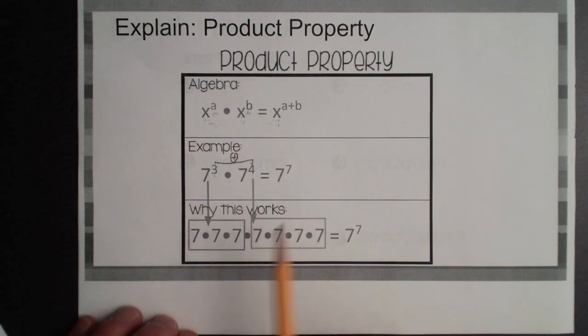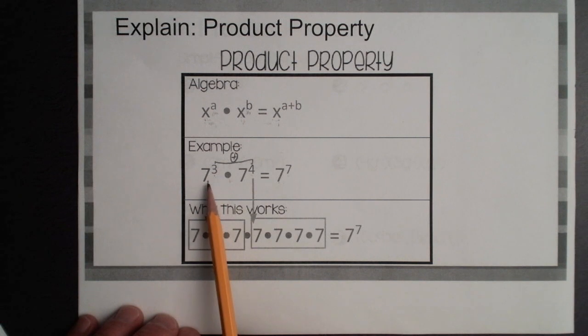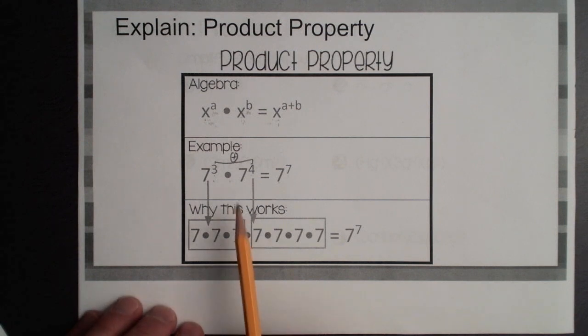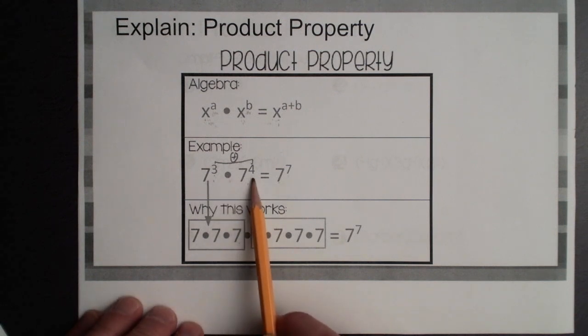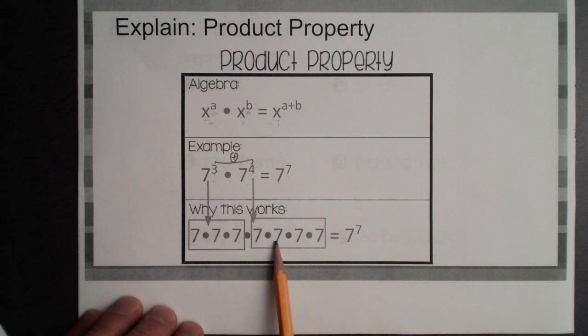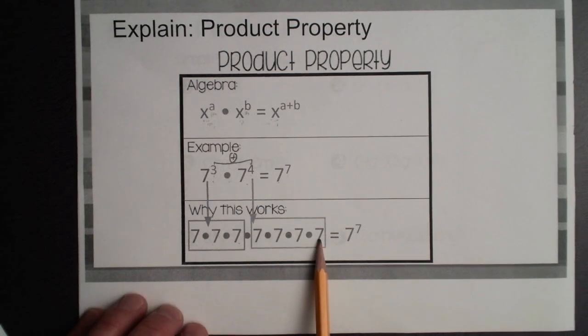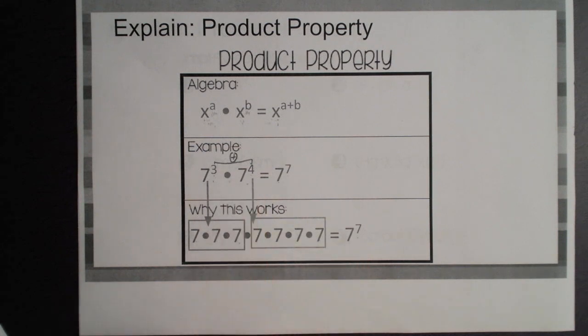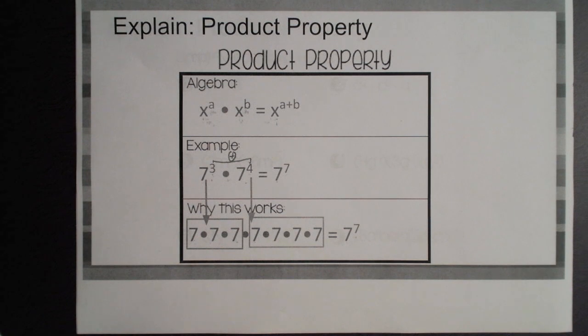Now here's why this works. This says 7 to the third power, which means you're doing 7 3 times, multiplied by 7 to the fourth power, which means you're multiplying 7 by 4 sevens. And that gives you a total of 7 sevens. So 1, 2, 3, 4, 5, 6, 7 different sevens. So this is the reason this works. I'm going to give you a minute to write this down, and then we're going to go into some examples.